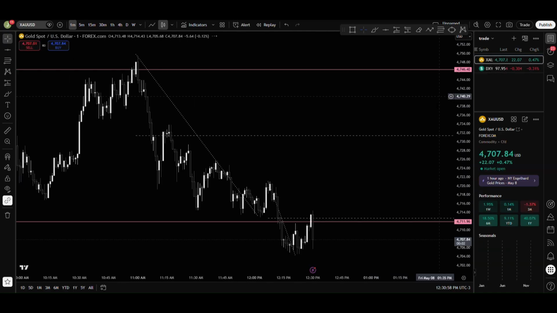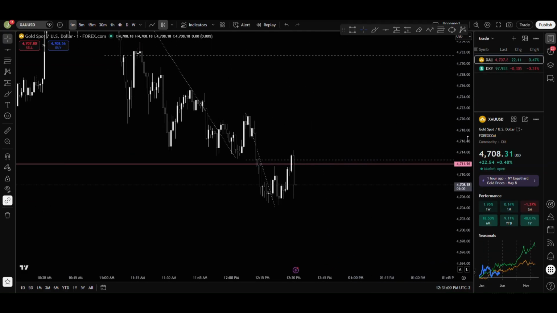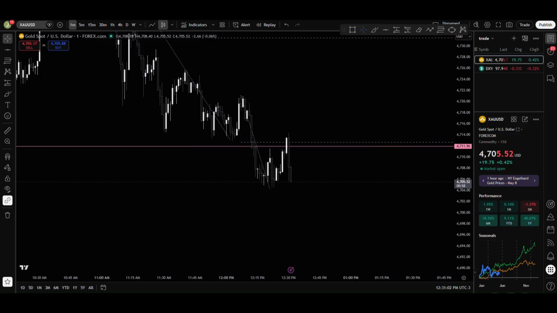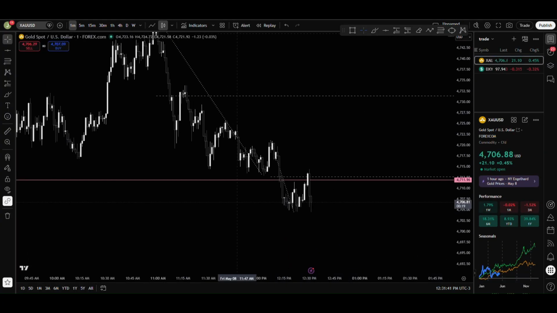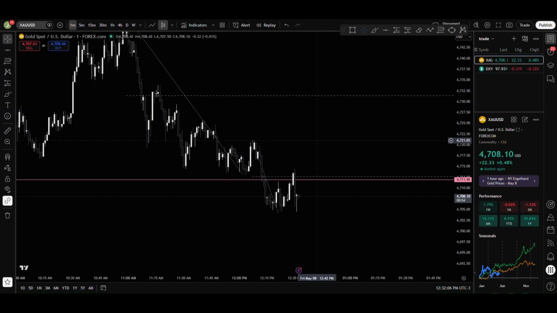Holy shit. All right, that's crazy. That volume's absurd. See what happens here though if we snap up. All right, so I am trying a quick buy right here.